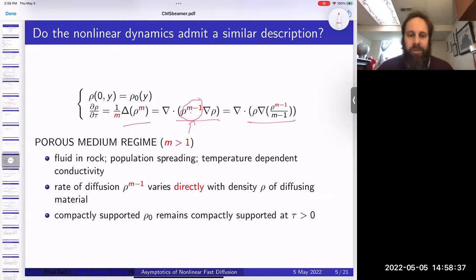It's also used to model things like population spreading, where rho would be a density of organisms and they're all trying to get away from each other, but they're trying to get away quickly in places where it's very overcrowded. They're not trying to move very much in places where they're alone. I'm of course interested in the opposite regime, m less than 1.